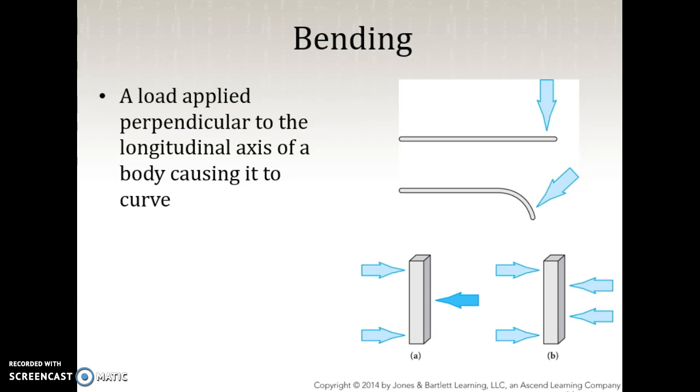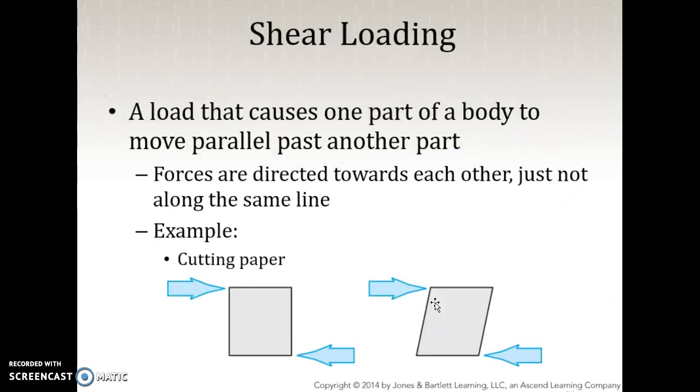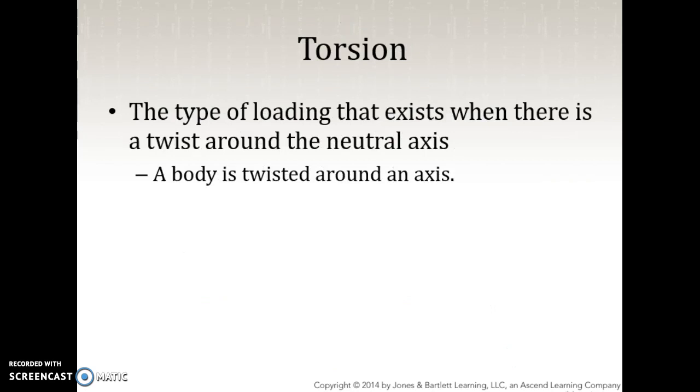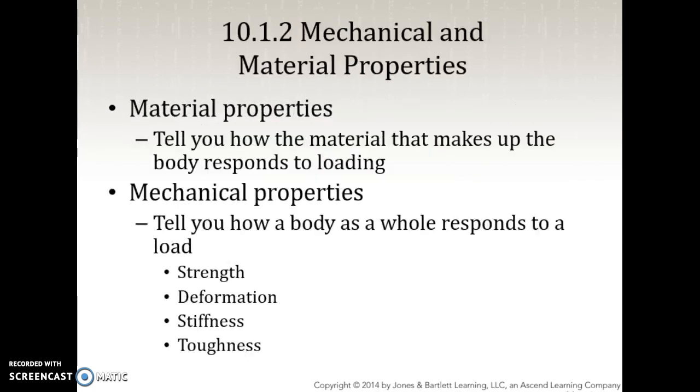Bending is a load applied perpendicular to the longitudinal axis of a body, which causes it to curve. 3-point bending typically creates 2 moments, and for 4-point bending we have 4 forces applied, whereas in 3-point bending we have 3 points applied. Shear loading is a load that causes one part of the body to move parallel past another; think of cutting paper as a good example. Torsion is more of a twisting around an axis. Think of torsion when you try to open a water bottle or Coke bottle.